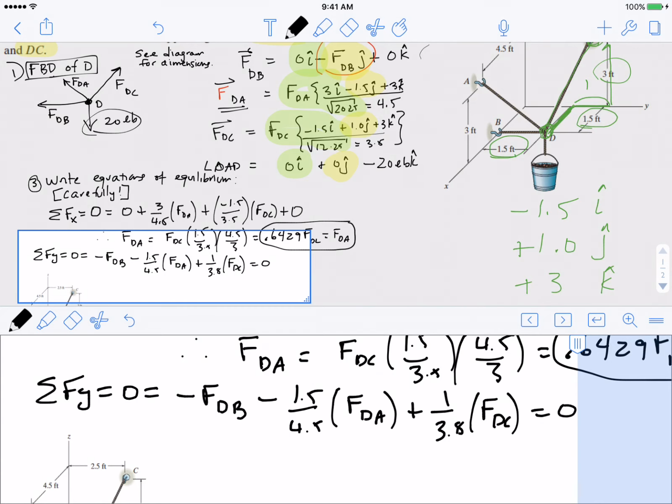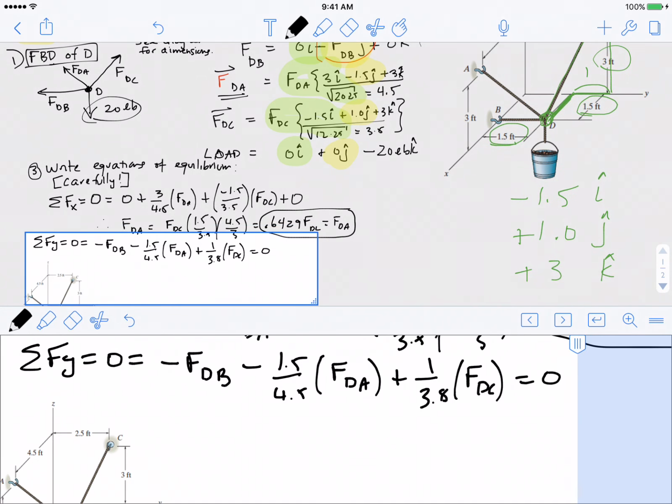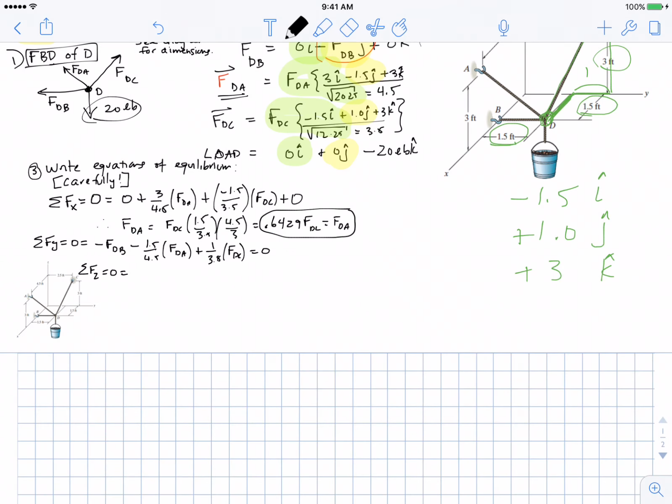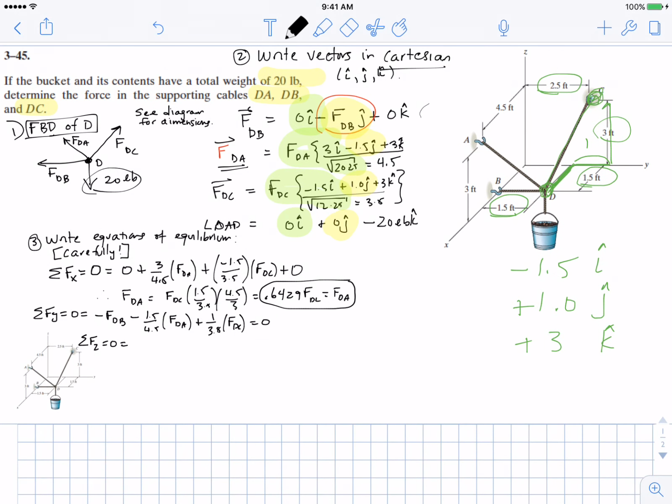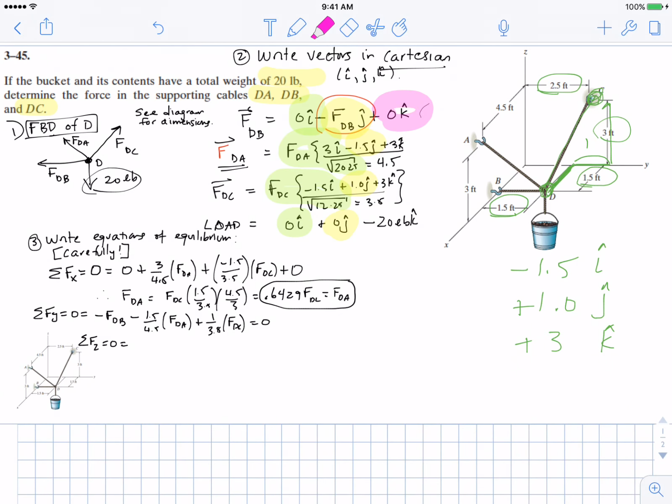Let's look at Z next, just for kicks. So when we turn our attention to summing the forces in the Z direction and setting them equal to 0, what do we see? So let's look back at our equations. We've got, and now I'm highlighting in purple, nothing going on from FDB. We have this 3 over 4.5 factor of FDA. We have a 3 over 3.5 of FDC, and we have a minus 20 going on from the load. Let's go ahead and write it down.